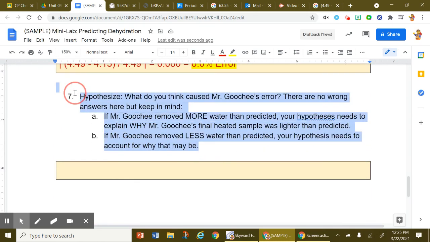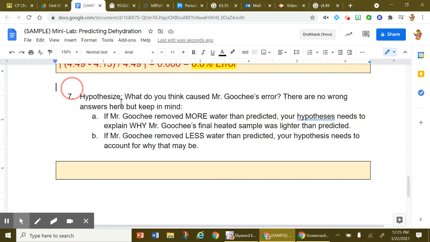I think one class doesn't have question 7 on their lab. You guys can skip it. But I know that 2 classes do. So if you have question 7 on your lab, you just got to run it. Go through it and try, there's no wrong answer here. Well, there's not many wrong answers. Just hypothesize what caused Mr. Gucci's error. Think of something, let me know, and we'll rate it, and we'll talk about it when we finish up this lab.